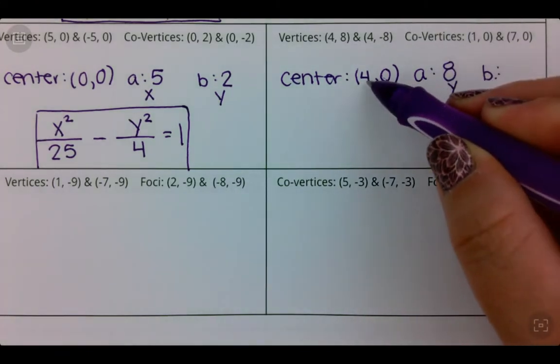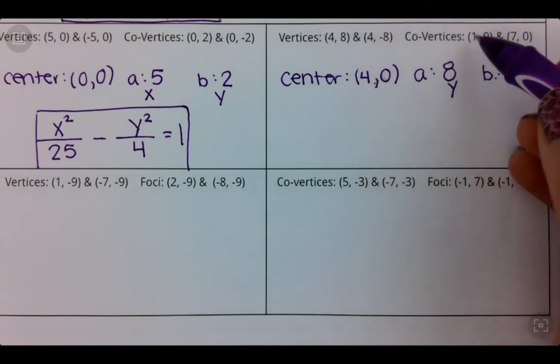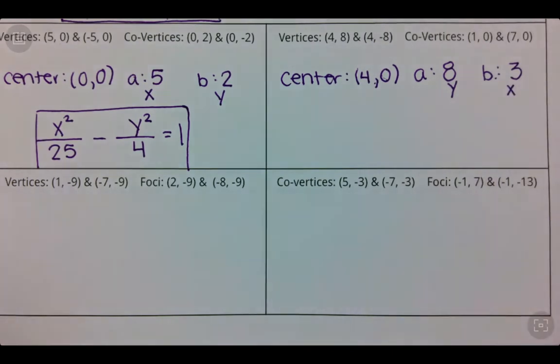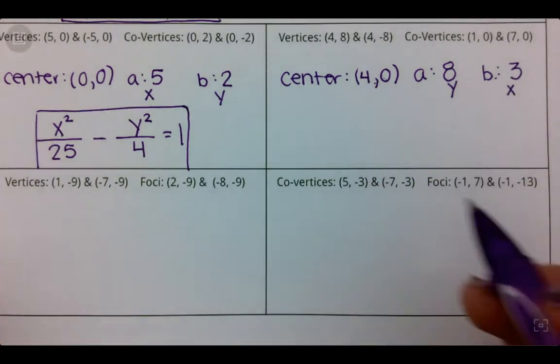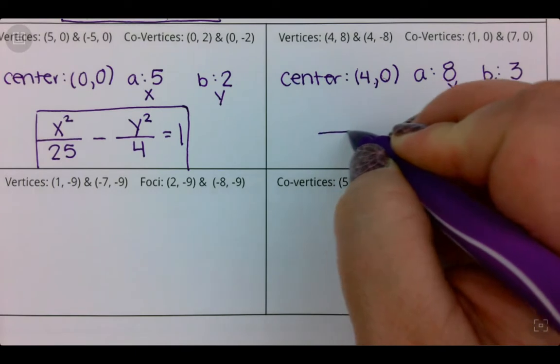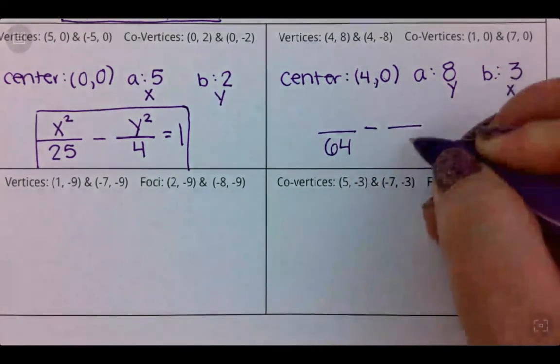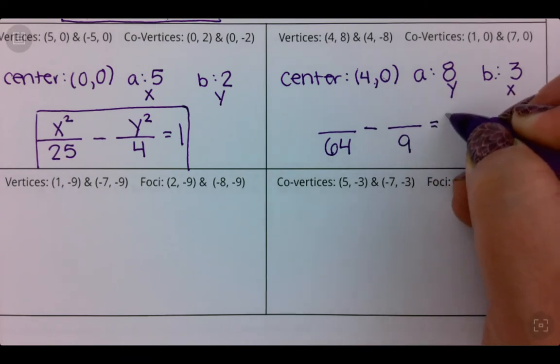So you'll notice on this one, the x's are changing from 4 to 1. That's a distance of 3. And that's the x's. A always goes first, so 8 squared goes under the first fraction. 3 squared goes under the other fraction. It always equals 1.